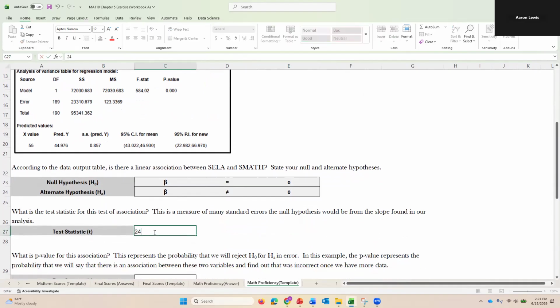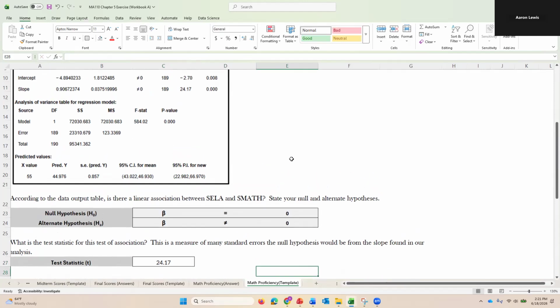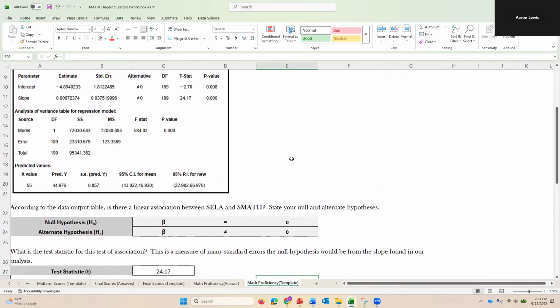When we look around, we have a column that's t-stat, and for the slope, it's 24.17. So this implies that if we were going to take a sample of any one given school past these 191, for the slope at that school to be zero, that school would be 24 standard deviations away from the average slope between these 191 schools. That is so far away from average. It's mind-boggling.